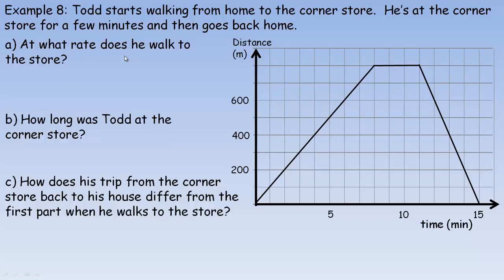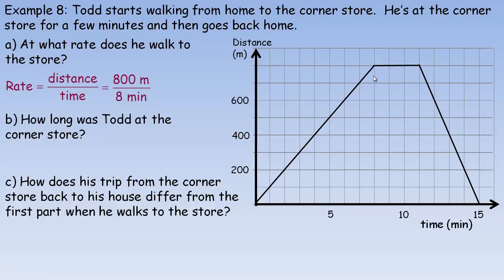And A is asked, at what rate does he walk to the store? Now remember, rate is rise over run. And in this case, from here to here, this rise is actually a distance. Okay, so instead of calling it rise, I'm going to call it distance because that's what it actually is. And horizontally, this is time on the bottom axis. So the rise over run is the same as distance over time here.